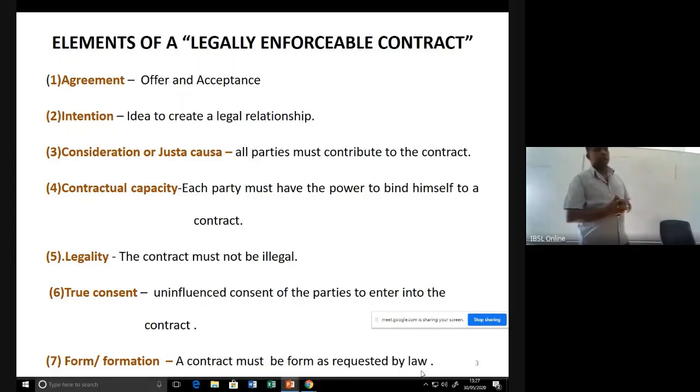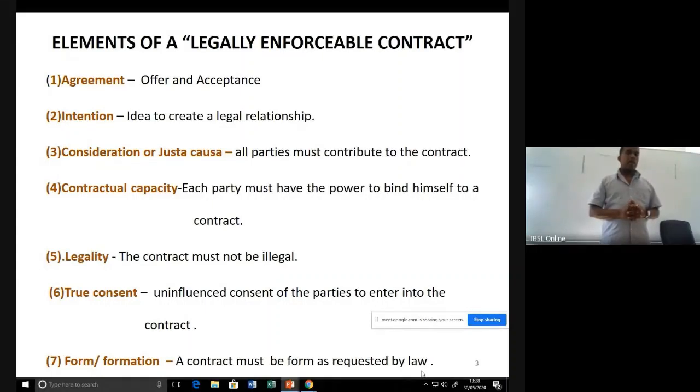Now we see what the elements are. First element is the agreement. One by one we will discuss, right? Then the second one is the intention. The first one, agreement, we call in Sinhala ekagatawe. The next one, intention. Third one, consideration or justa causa. Consideration, in Sinhala we call it pratishtava. Justa causa is a Latin word.